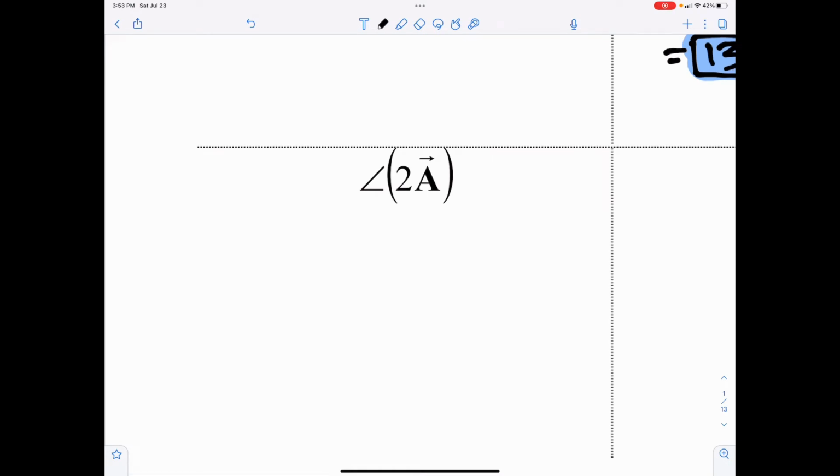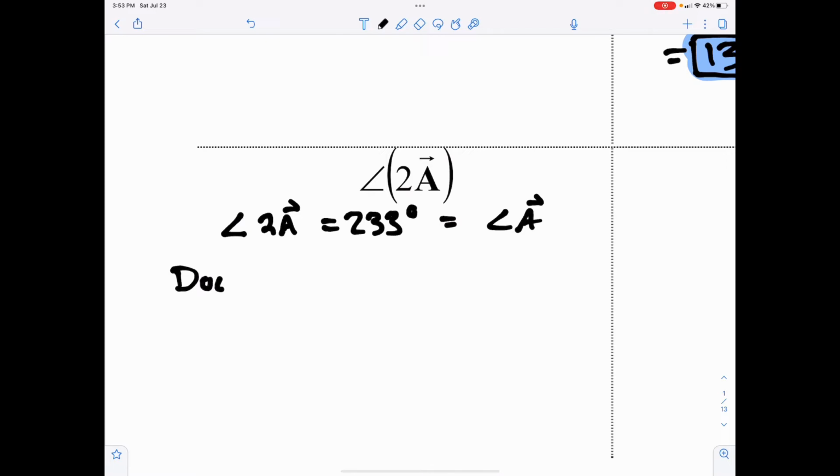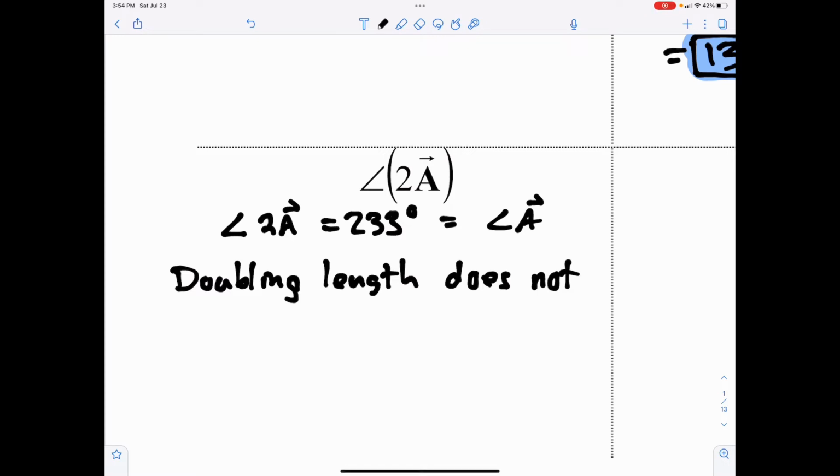Which direction is twice the magnitude of A pointing? Well, the direction of 2A is still 233 degrees. In other words, it's the same direction as A. Doubling the length does not change the direction of the vector.